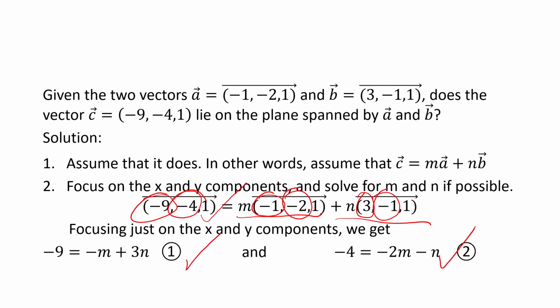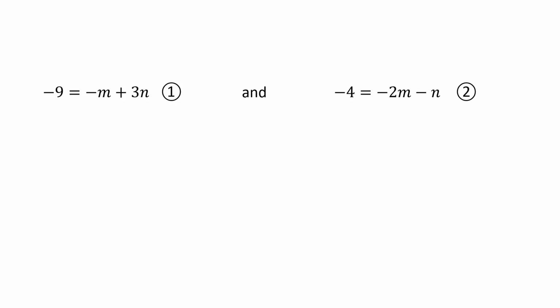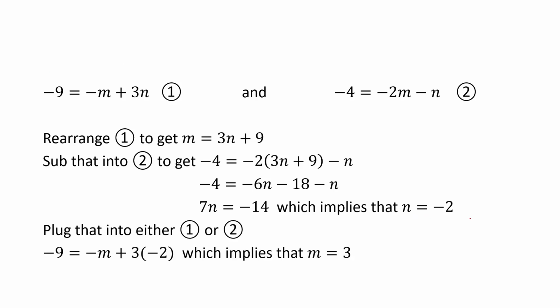What I've just circled here is two equations, two unknowns, so we're just going to solve. We'll rearrange equation 1, isolating m. We'll get m equals 3n plus 9. We'll sub that into equation 2. When we do that, we'll get -4 equals -2 times (3n plus 9) minus n. Ultimately, what we'll get is 7n equals -14, which means n will be -2.